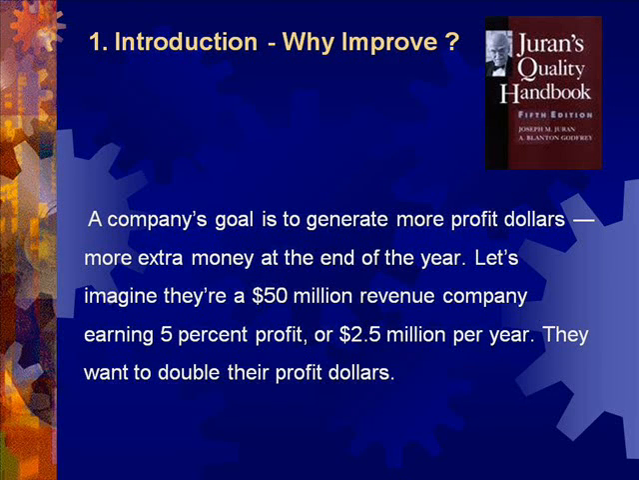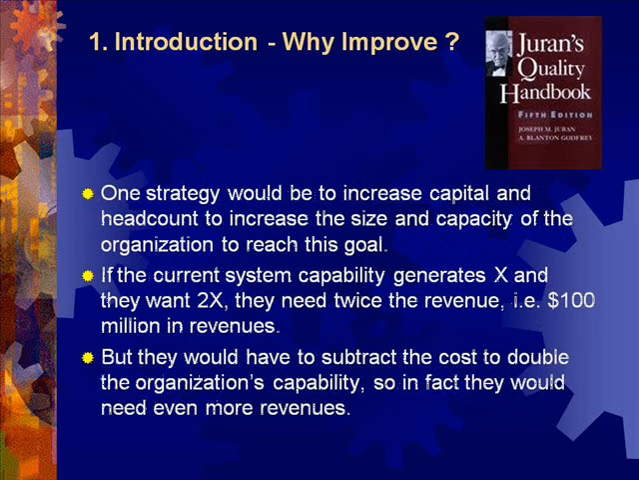A company's goal is to generate more profit dollars, more extra money at the end of the year. Let's imagine that they make $50 million a year and they earn 5% profit, or $2.5 million a year. They want to double their profit dollars. One strategy would be to increase capital and headcount to increase the size and capacity of the organization to reach this goal. The current system is capable of generating X and they want 2X, so they need twice the revenue. In other words, $100 million in revenues.